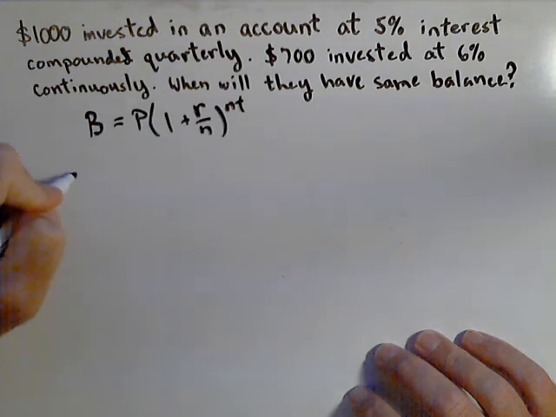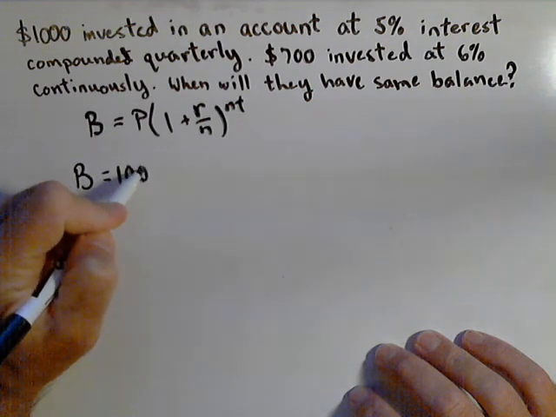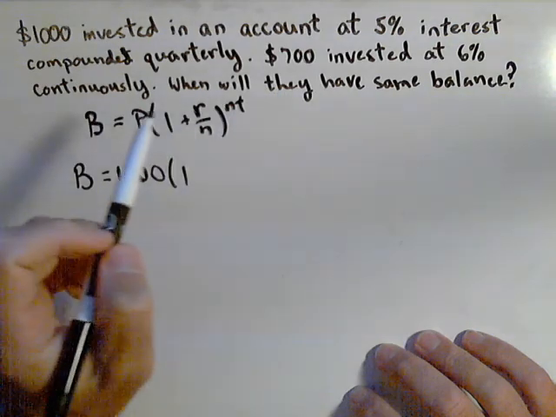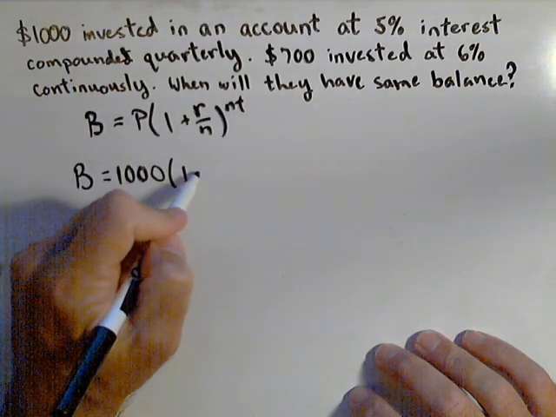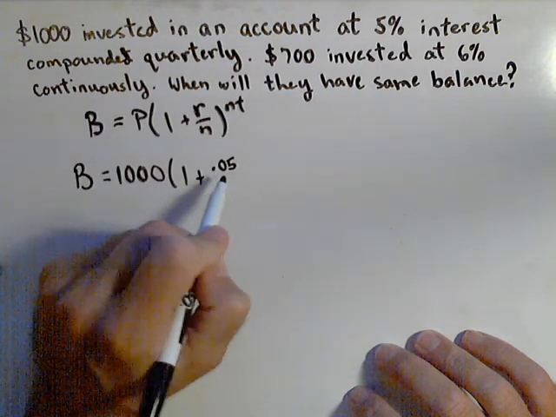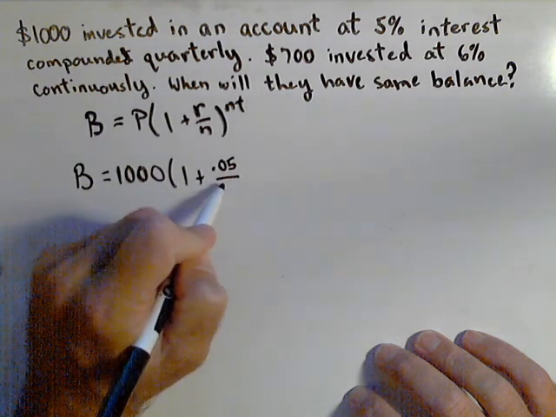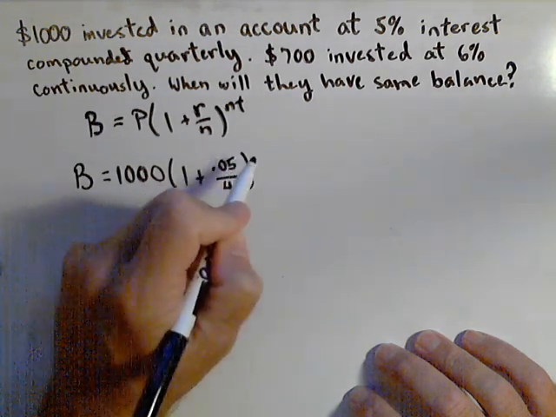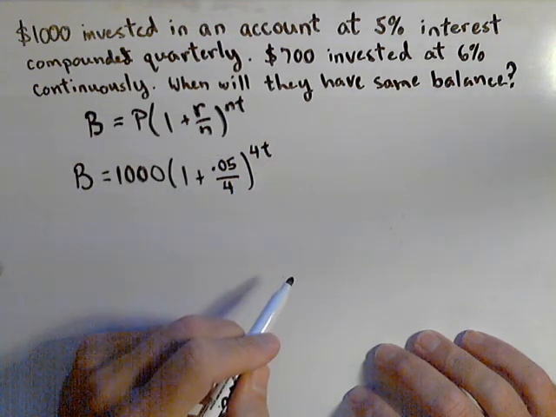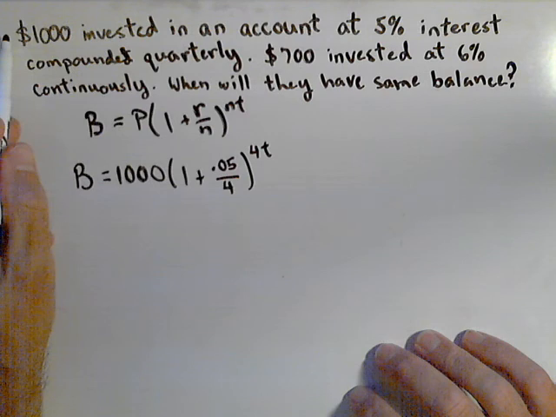So for $1,000, that's our principal, or our initial value, in an account paying 5% compounded quarterly. So 0.05, because we need to change our rate to a decimal. Quarterly is 4 times per year, so N will be 4, to the 4t. So there's our balance for the first account.